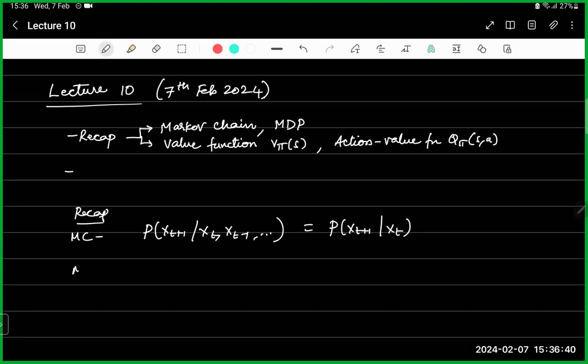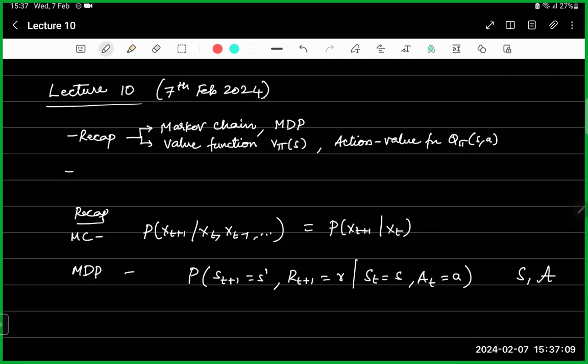What is an MDP? An MDP has some set of states and actions. And we talk about the probability of S t plus 1 equal to s dash and R t plus 1 equal to r, given the state and action. This is what defines the dynamics of a Markov decision process. So we have some state space and some action space, and these dynamics tell us if you are in some state s and take an action a, with what probability you'll go to s dash, and what reward you get.